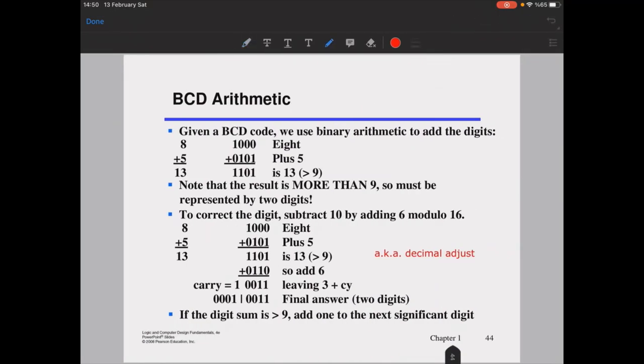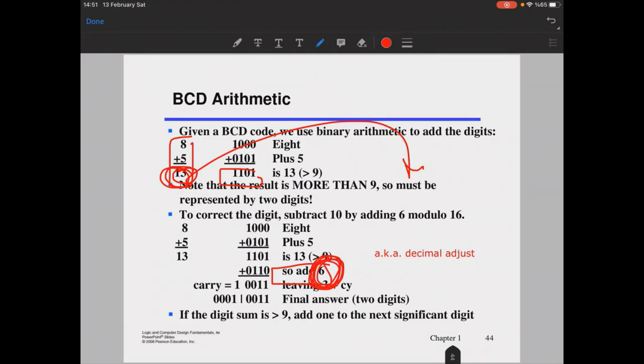For example, 8 plus 5 is 13. But you cannot put 13 in a single digit in the decimal system, right? It's not possible. So it should be separated. How can you do this? You just skip those invalid code words by adding 3, and writing them as two different digits. That's it. So you make the calculation, and when you end up with something larger than 9, you add 6 as well, and this one will be your least significant digit, and this would be your next significant digit.